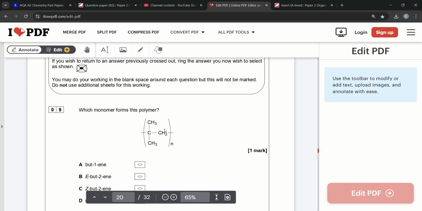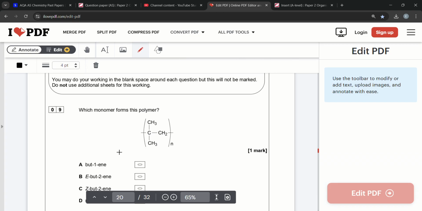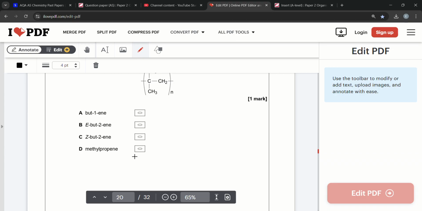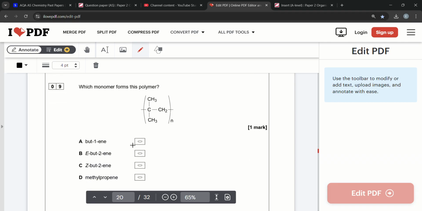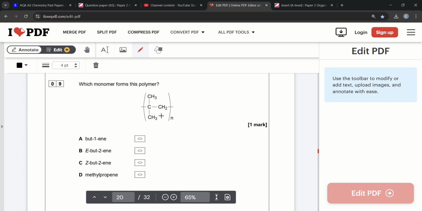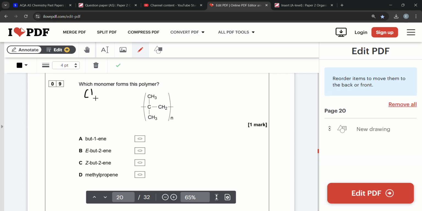Question 9. Which monomer forms this polymer? But-1-ene, E-but-2-ene, Z-but-2-ene, beta-propene. Now, if this is which monomer forms this polymer, so what will happen is we'll have everything.